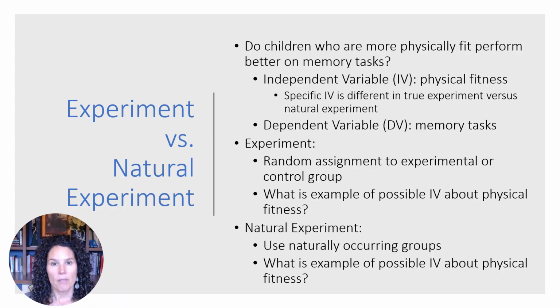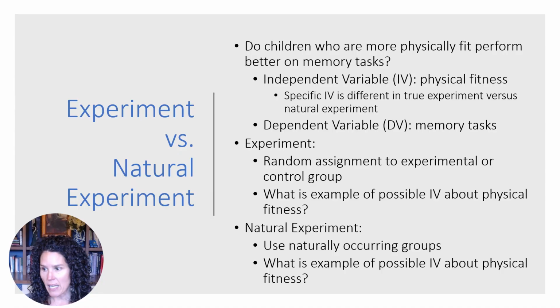But the independent variable is going to change depending upon whether it's a true experiment or a natural experiment. So if we were to randomly assign them, maybe we'd have some third grade classrooms that were practicing brain breaks throughout the day, and some third grade classrooms who weren't. And we would randomly assign kids as they were coming into school to be in one of those types of classrooms or not.